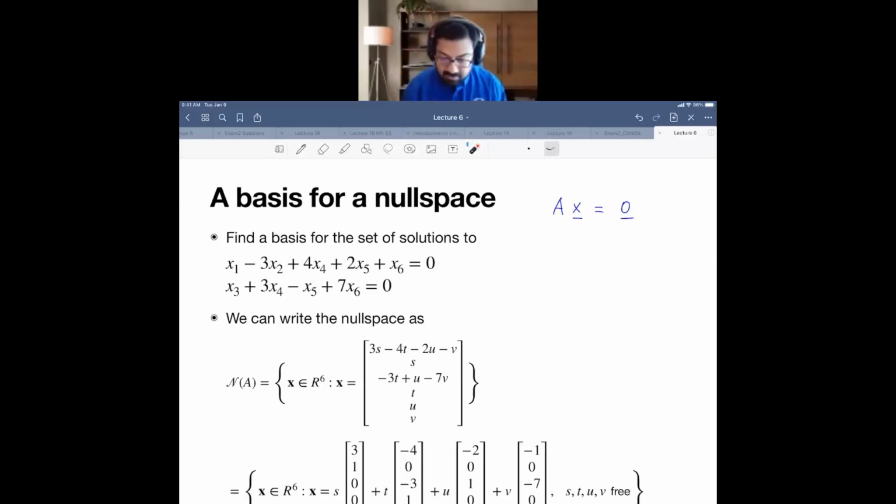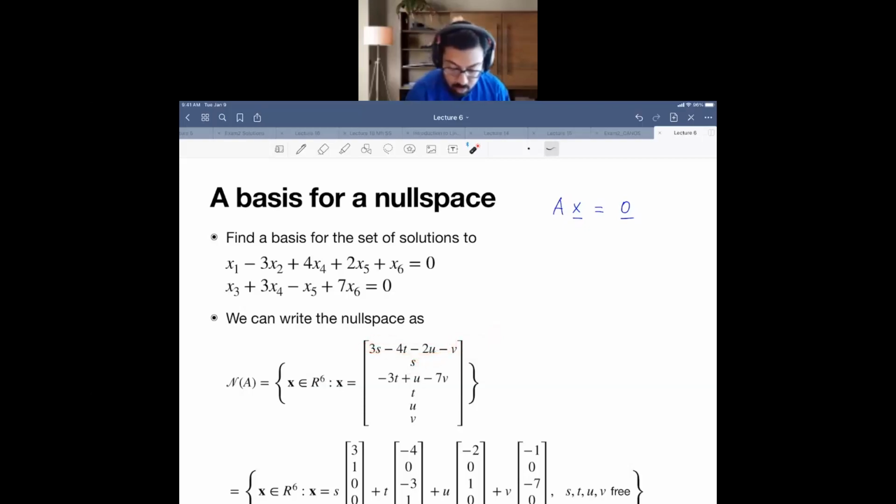When you do the row reduction, and we have done this in the previous class, what we got for the solution set was this: any vector x that belongs to R^6, because there are 6 variables in there, such that the first element is this, the second element is s. So how are we getting these?